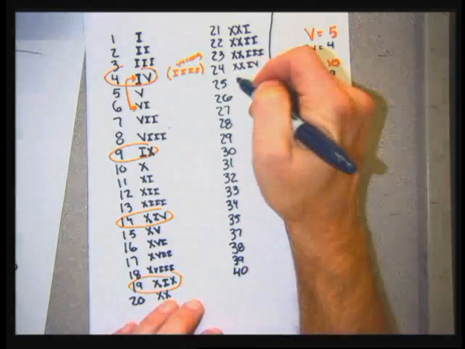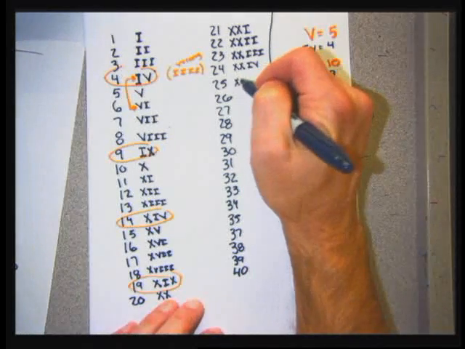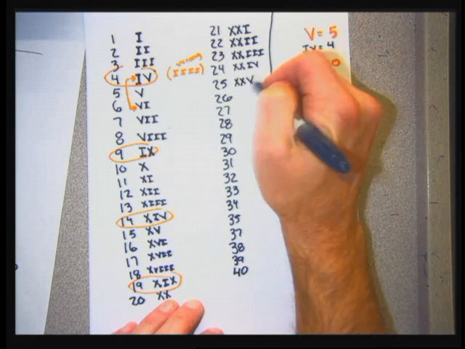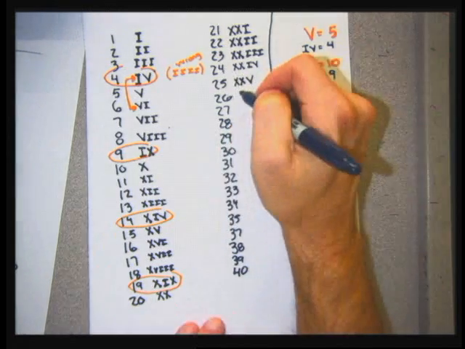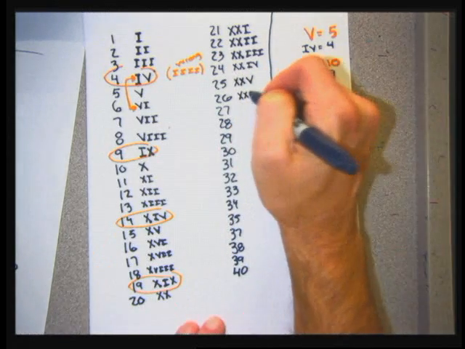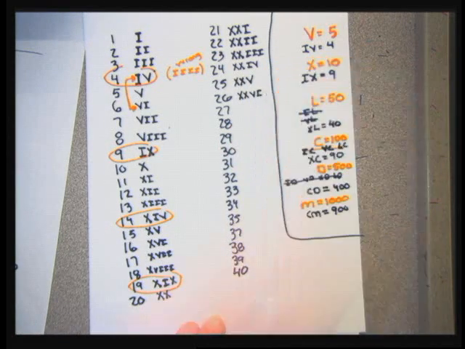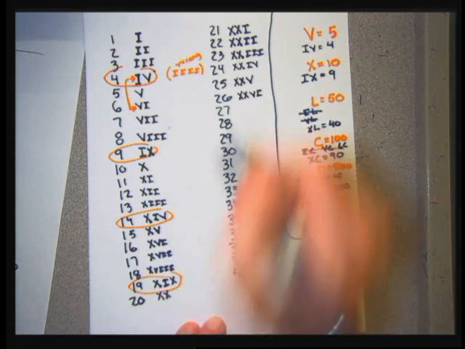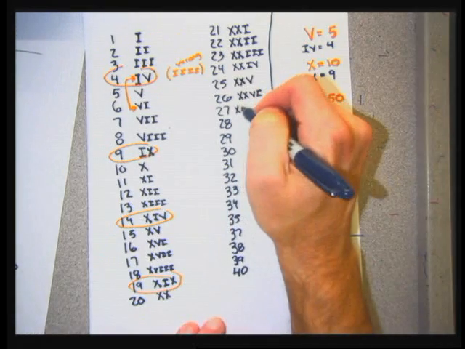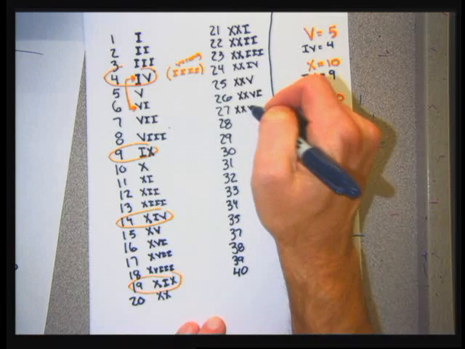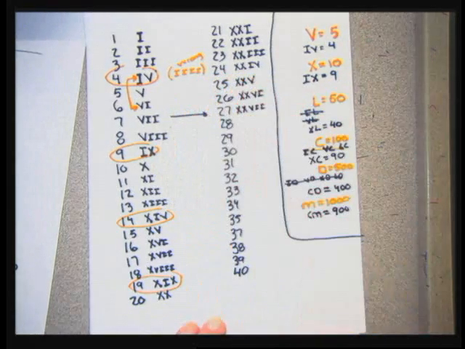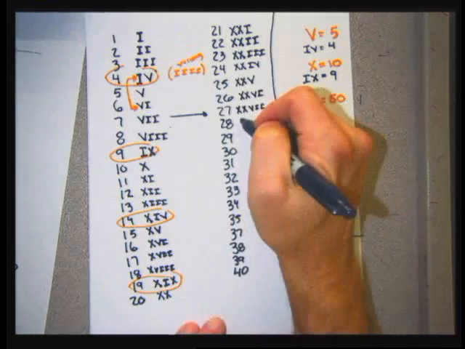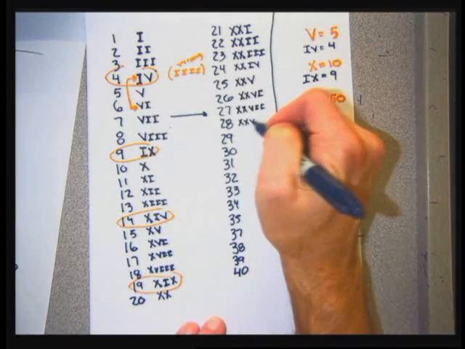25 is going to be 2 X's for 20 and a V for 5. 26 is going to be 2 X's for 20 and a VI for 6. 27 is going to be XX, which is 10 plus 10, which is 20, and a VII, which you see right next to it, for 7. 28 is going to be XXVIII.